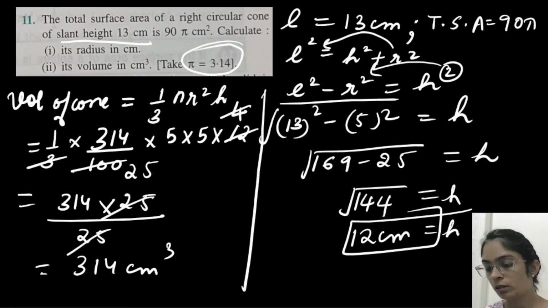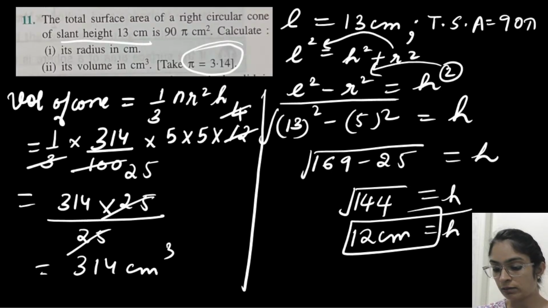Aditya is sending some other answer. I'm not sure, did I go somewhere wrong? 1 by 3 pi's value they have mentioned here. So in case it is mentioned 3.14, then we have to consider that value only. Yes, Tarun, you are giving some other answer, 134. What is the correct answer? 314 centimeter cube. So I hope this answer is correct.